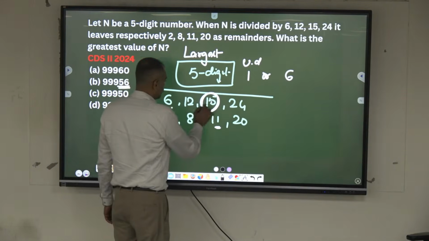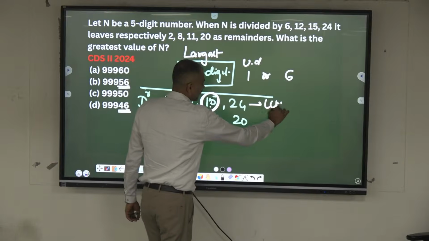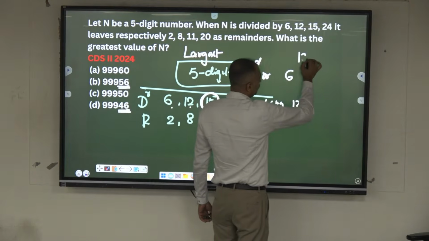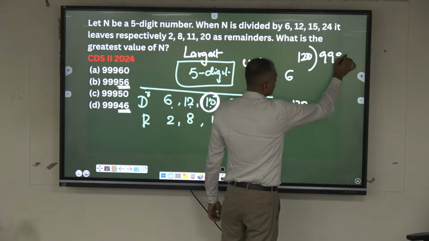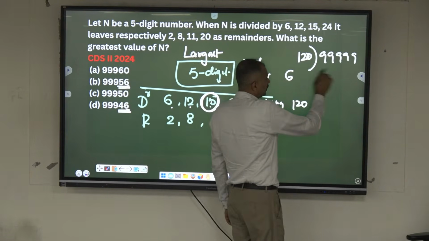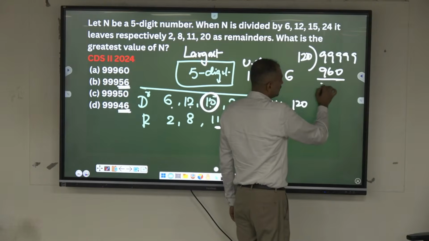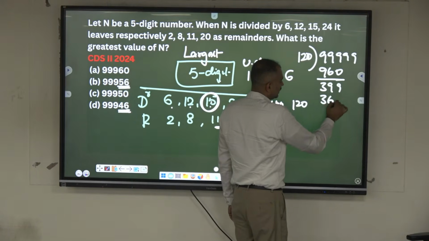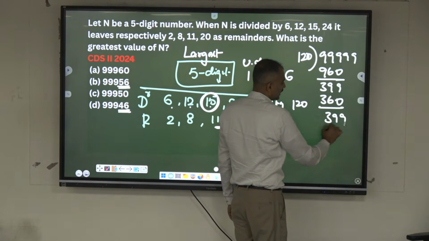What is the LCM of 6, 12, 15, 24? It is 120. Take this 120 and try to divide the largest 5-digit number, 99999. Okay, 120, 960 na? 39, 399, 360, 39.